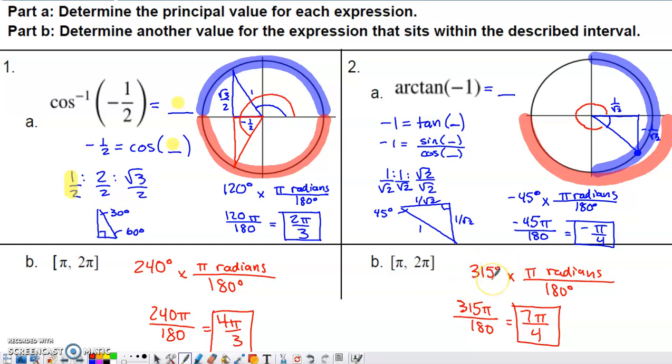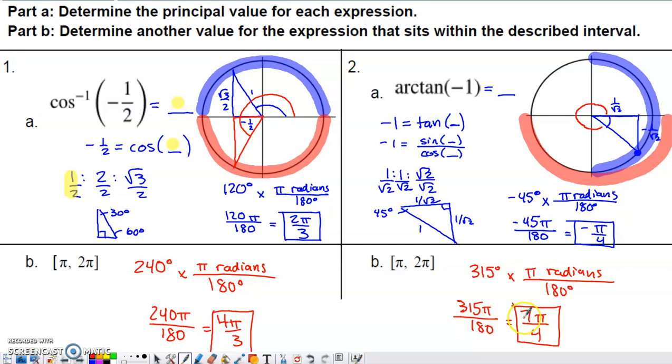Once again, let's turn that answer into an equivalent answer that's in radians. So multiply by that conversion factor. You end up with 315 over 180. If you divide 180 by 45, you get 4. It's a little tricky to divide 315 by 45. If you do, you get 7.